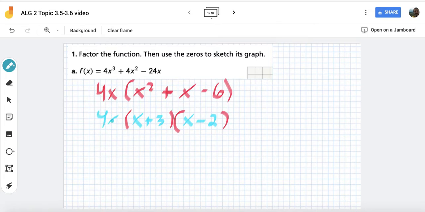So that helps us get the zeros. And change colors again. That helps us find the zeros are at 0, negative 3, so I'm just going to quickly sketch, we'll just say this is negative 3, and a positive 2.